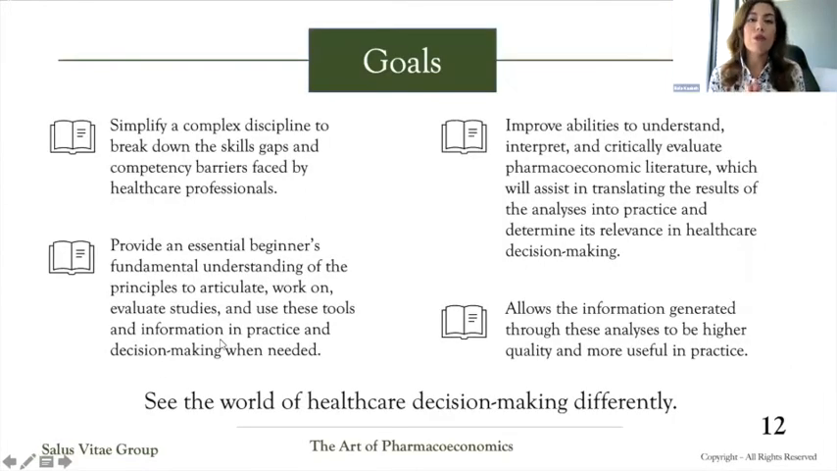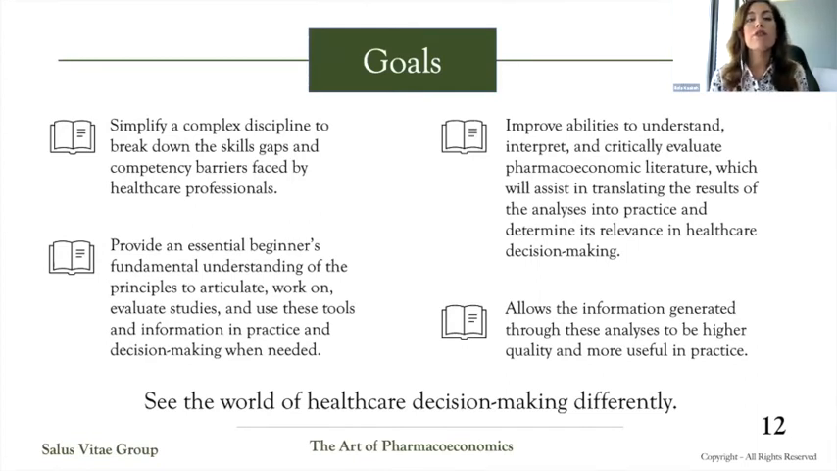Now, why this book was written, kind of the goals behind it as I was writing it. This discipline, especially for those that are involved in pharmacoeconomics, they know it is a very technical discipline. There are several great organizations working within this space, several professionals that are widely published within this space, which is good, but it is very complex. So the goal is to really simplify a complex discipline to break down the skills gap and competency barriers faced by many healthcare professionals, so more people can understand these various elements in a much simpler, digestible, foundational way.